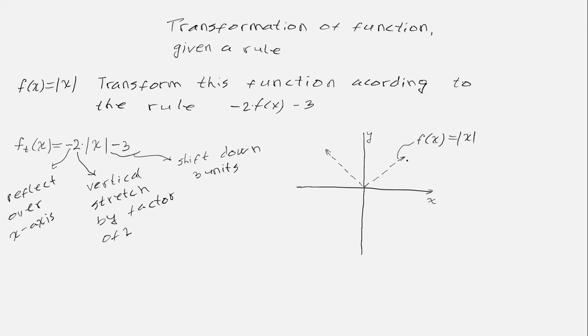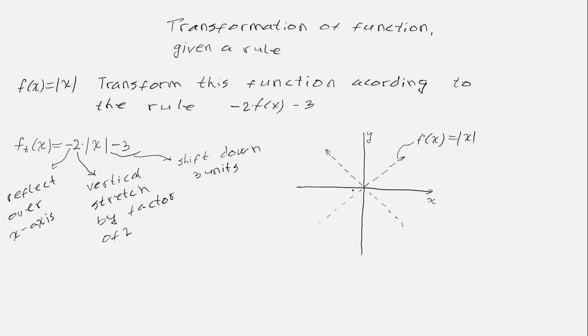So let's now see what happened here. And we can do transformations in any order, it doesn't really matter. So let's say the function first reflected over the x-axis. If it reflected, then it ended up being right here. Just like that. And then times 2, the function is multiplied by 2.